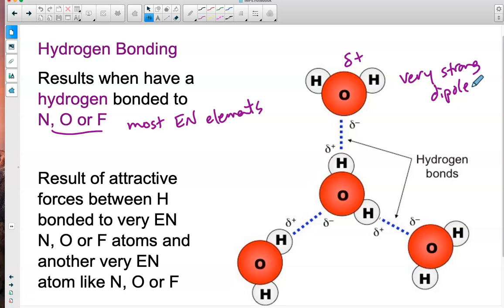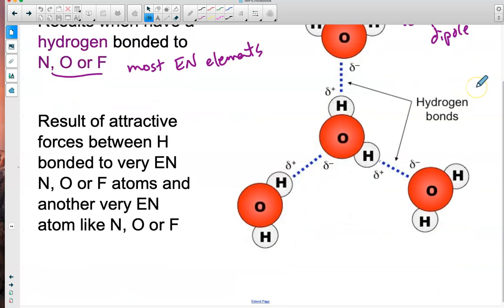So when you have that and you have a collection of molecules that have a hydrogen bonded to a very electronegative element, you get hydrogen bonding because now you get an electrostatic attraction shown by the dotted lines between the hydrogen that's bonded to oxygen in this case, interacting with the very electronegative oxygen on a neighboring atom. And this is a really strong IMF. It's stronger than typical dipole forces.